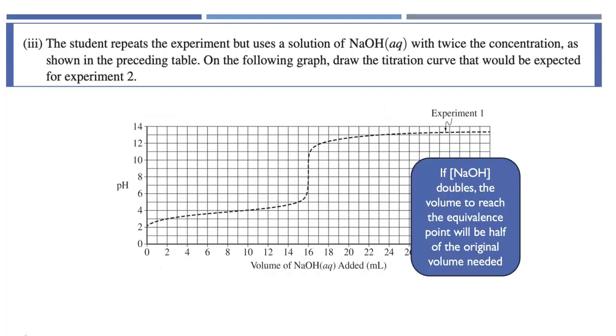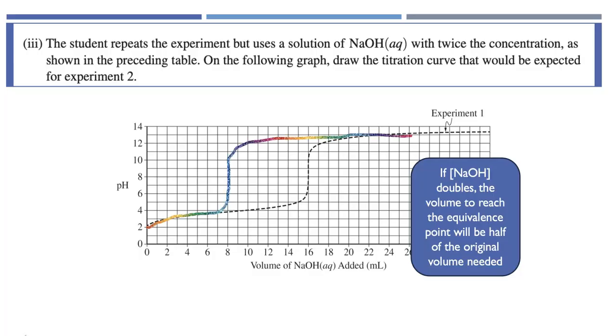Well, what we need to keep in mind is that if we've doubled the sodium hydroxide molarity, it's going to take half the volume to reach the equivalence point, because I haven't changed the moles of lactic acid. Whatever that sample was, we're assuming it's exactly the same. That means the volume to reach the equivalence point will be half of the original volume. In my first experiment, as shown in this graph, I needed 16 milliliters. So that means I'm only going to need 8 milliliters to reach the equivalence point.